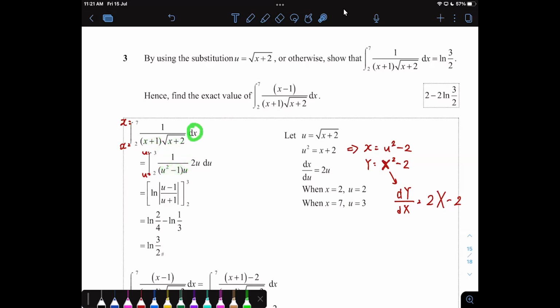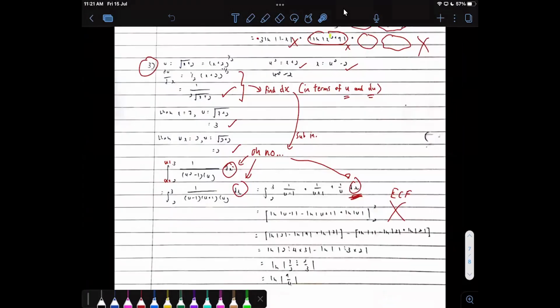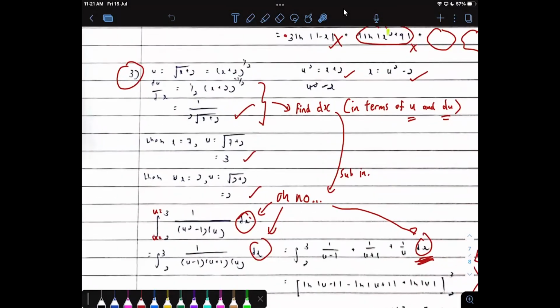But for the dx, you forgot to replace with 2u du. Okay, actually not just forget. Take a look at your working here. You realize that du by dx is in terms of x, right? But you actually need this to be in terms of u. So what you need to do is to realize that x plus 2 is actually u square. So you can replace the denominator here with u square. Do you see that? There's one more missing step for you.